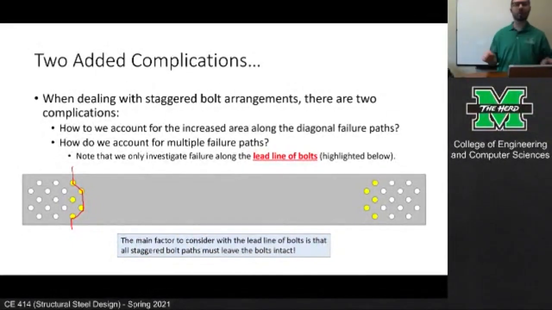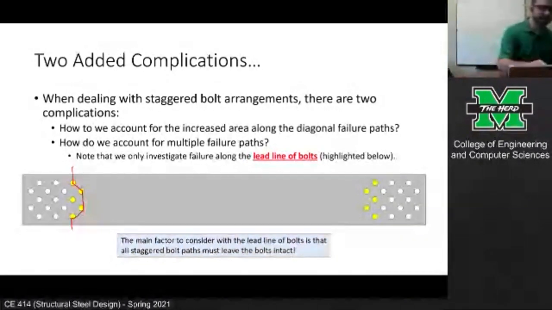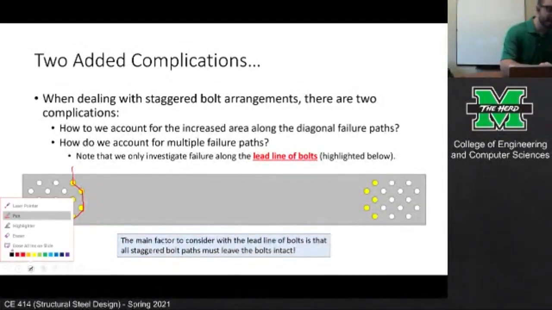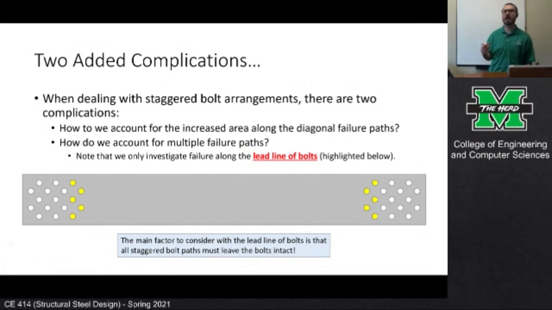We'll get there. Now, one of the things I want to clarify is that whenever we identify failure paths, we want to identify failure paths based on what's called the lead line of bolts. And so I have a tension member. So imagine we're taking this tension member and we're yanking on it, sort of like this. You can see I've got some staggered bolts, and some of them are highlighted yellow. The easiest way to define that is if we're talking about the connection, the yellow bolts are all the ones that are closest to the inside of the member. Those are the lead line of bolts, okay?